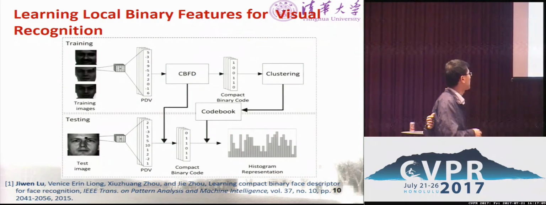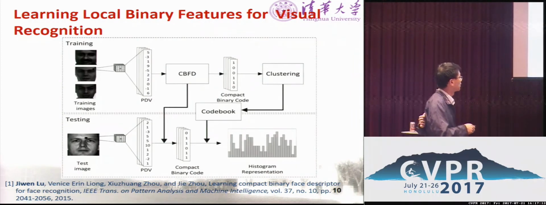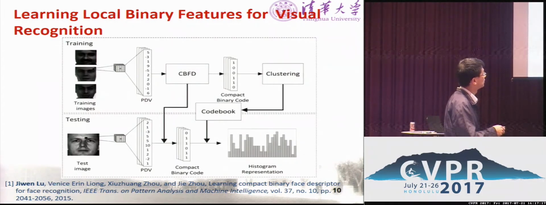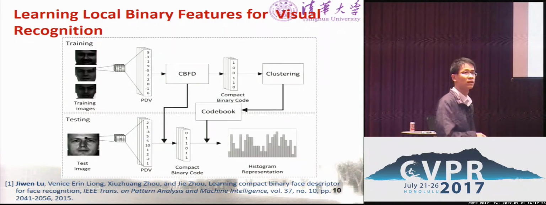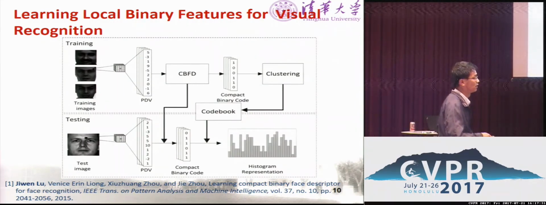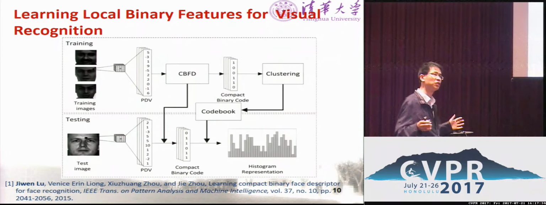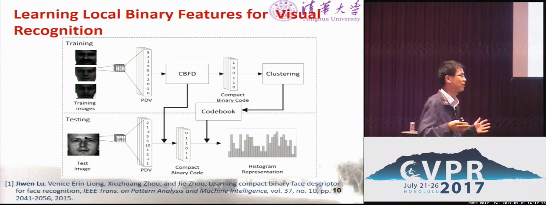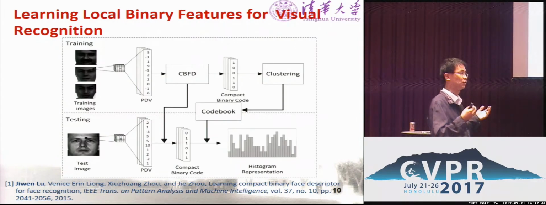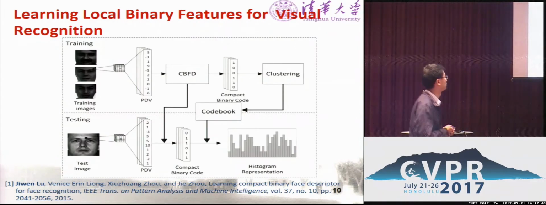So for the test sample, it is the same. We first extract a patch and then compute the PDV value, and then using the learned projection from CBFD, we can get a local binary feature vector, and then we encode this local feature vector as a histogram. So for the training set and testing set, each sample is represented as a histogram feature vector, and then the similarity of the two histogram feature vectors is computed to measure the similarity of two face images. Then we can do face recognition based on this idea.